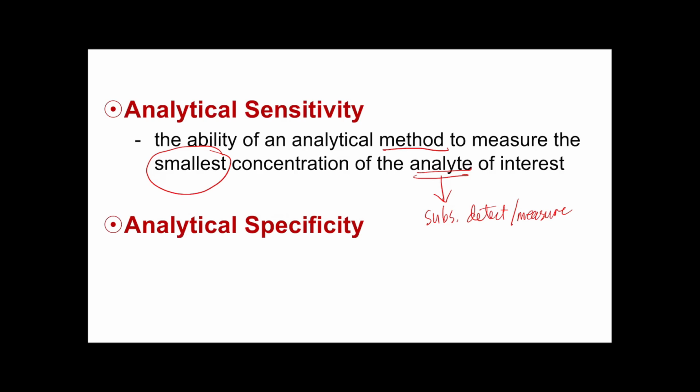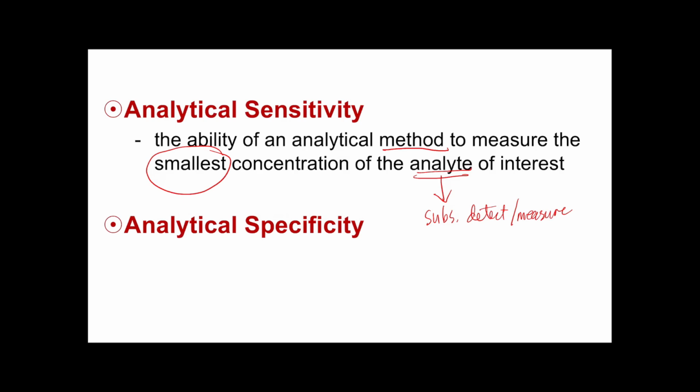Going back, let's have analytical sensitivity. When we say analytical sensitivity, it means your machine could measure even the smallest concentration of the substances in the patient's sample. So no matter how little or how low the concentration of the analyte in the patient's sample, your machine can still detect it.